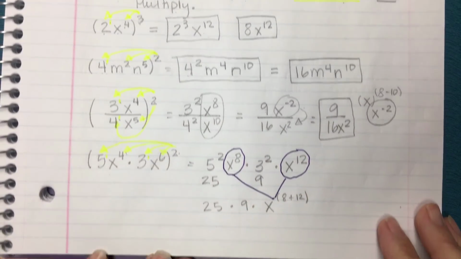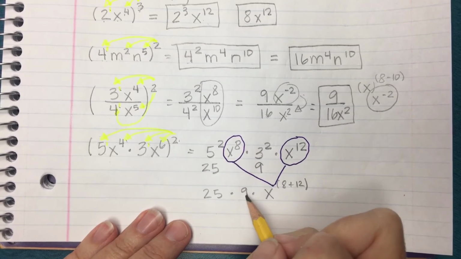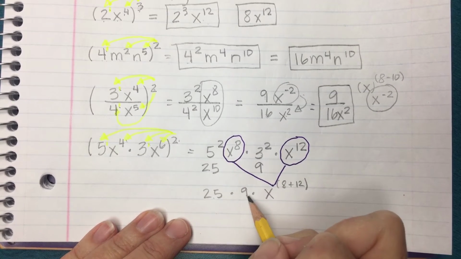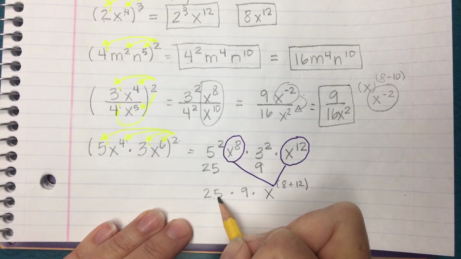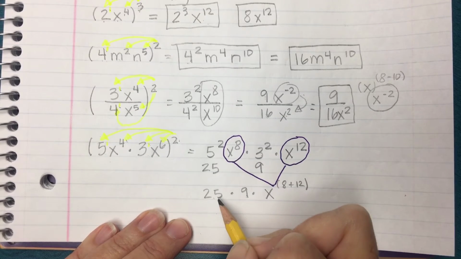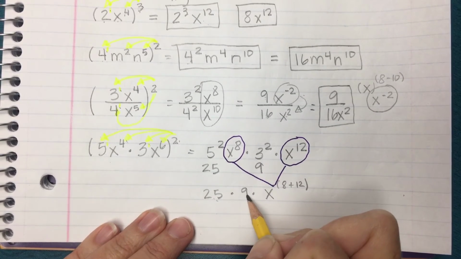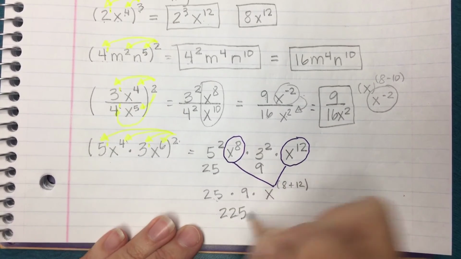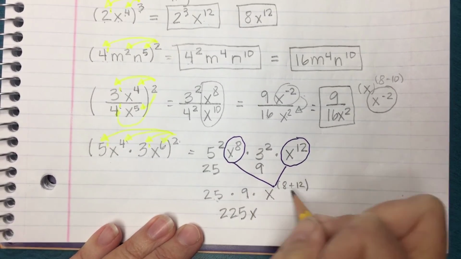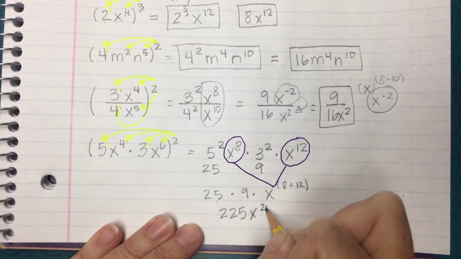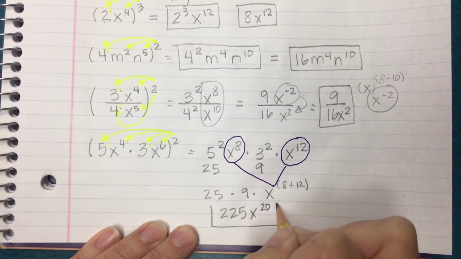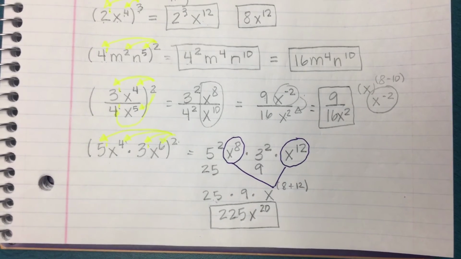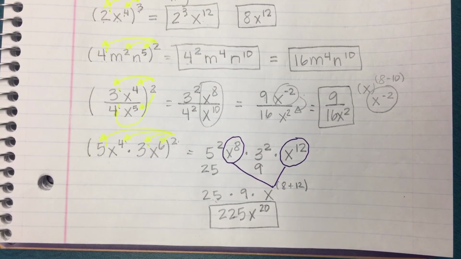So let's clean this up just a little bit more. I know that 9 times 25, well, 4 25s make 100. So 8 25s would make 200. Plus then I have one more 25. So this is 225. And then I have x to the, what's 8 plus 12? 20. And there is my answer. I know it gets a little complicated, but make sure you always go back and follow the rules and watch any other videos that will help you.